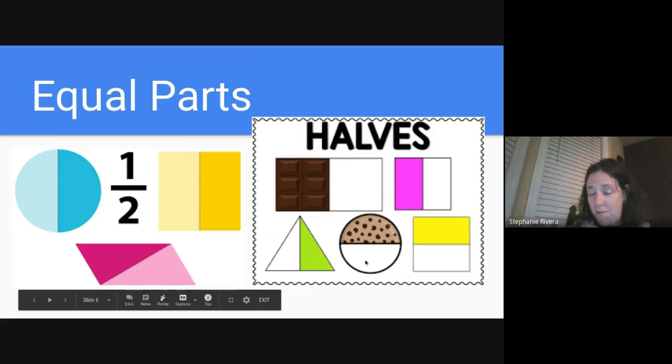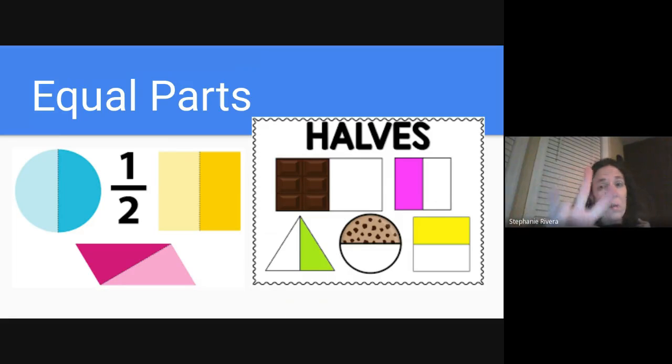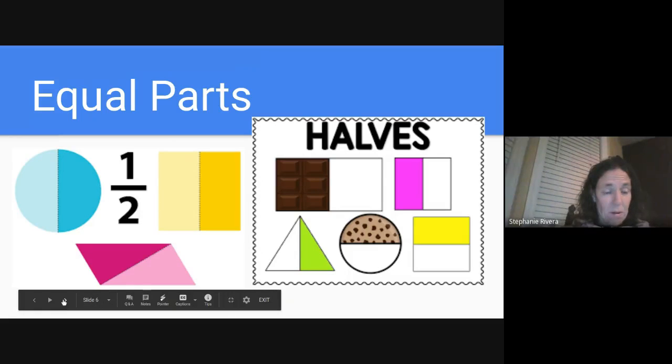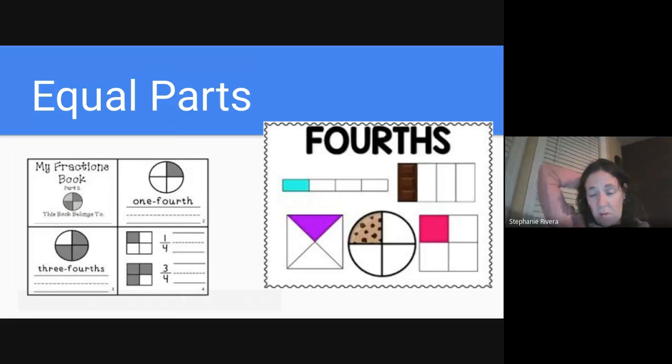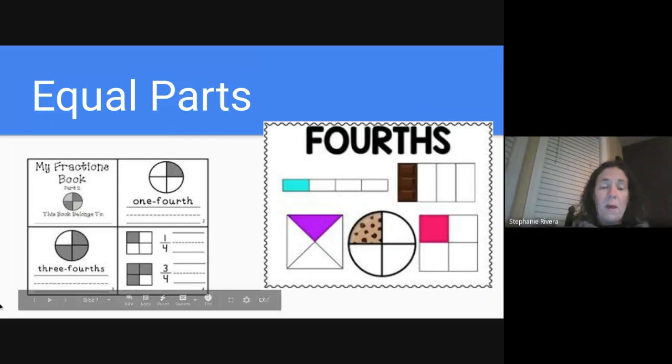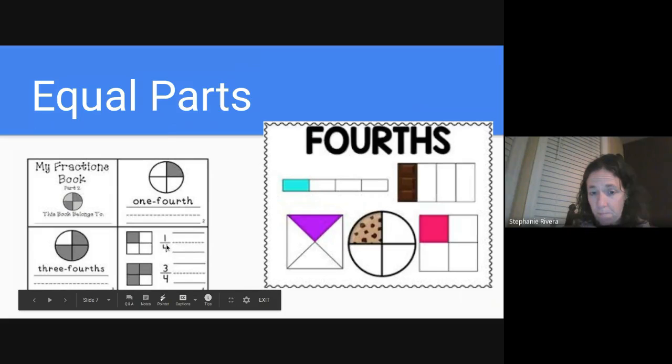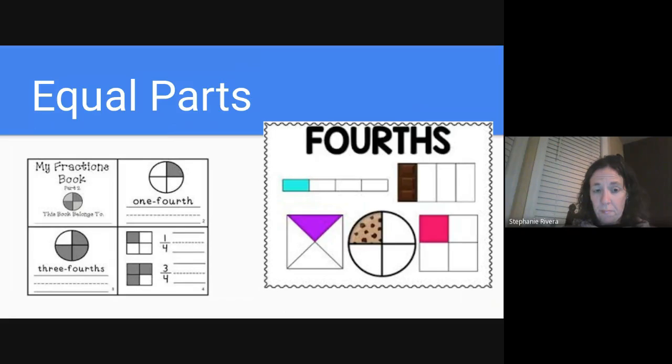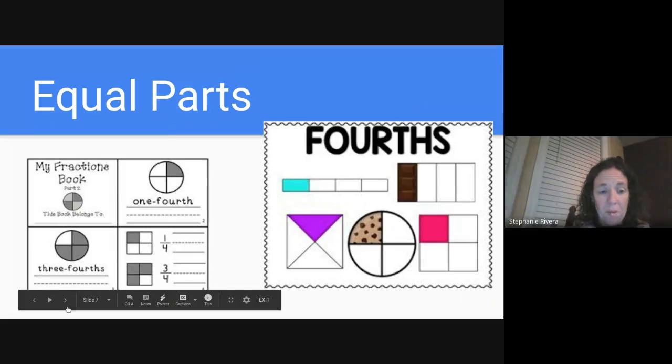Got a cookie cut in half, a square in half, a triangle cut in half, and a square cut in half. 2 equal pieces, right? Halves. And then we also know what a fourth is. We know these shapes are cut into 4 equal pieces. Okay, when I'm talking about just one of those pieces, I say it is 1/4. It is 1 piece out of 4, 1/4. These 3 pieces would be 3/4. 4 equal pieces.